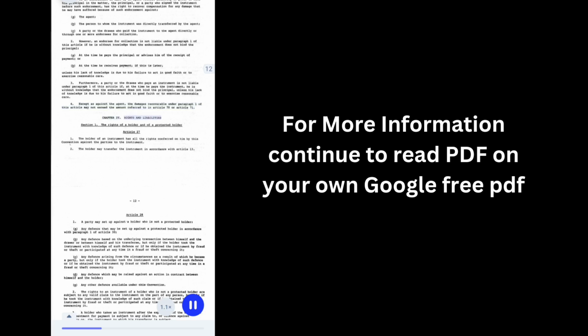Chapter IV. Rights and Liabilities. Section 1. The rights of a holder and of a protected holder. Article 27. 1. The holder of an instrument has all the rights conferred on him by this convention against the parties to the instrument. 2. The holder may transfer the instrument in accordance with Article 13.